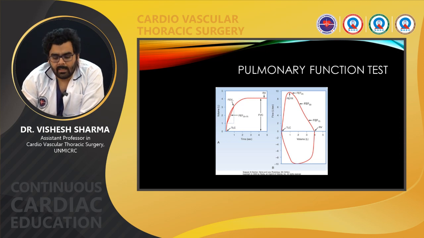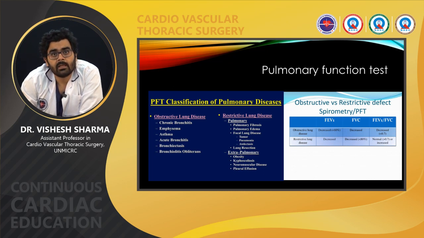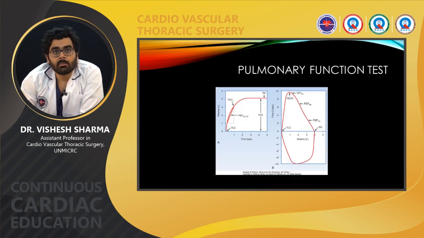As can be seen in this slide, where I have mentioned the same, in obstructive lung diseases the FEV1/FVC ratio is less than 70%, and in restrictive lung diseases the ratio is more than 70%. So this was basic spirometry that I have mentioned.